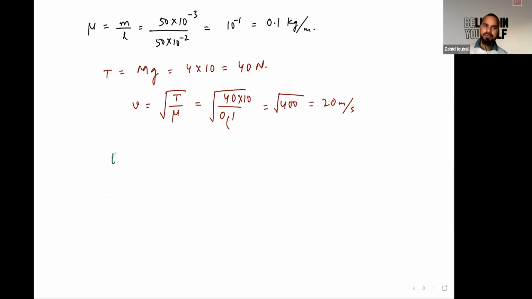In the last part, we have to calculate the time taken to go from A to B. So it will be distance by velocity. A to B distance is 0.5 meter, divided by speed 20. So you're left with 0.5 by 10. So 5 divided by 2 will be 2.5 multiplied by 10 to the power minus 2 seconds.